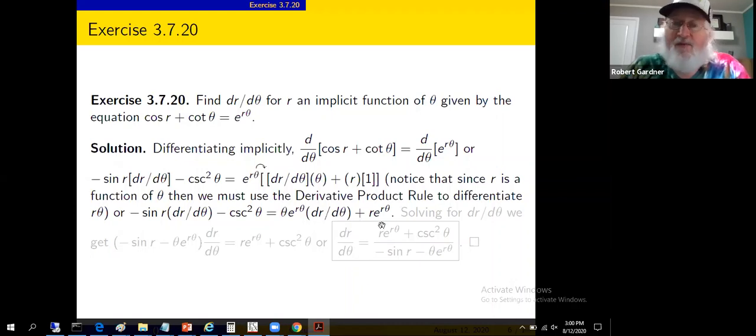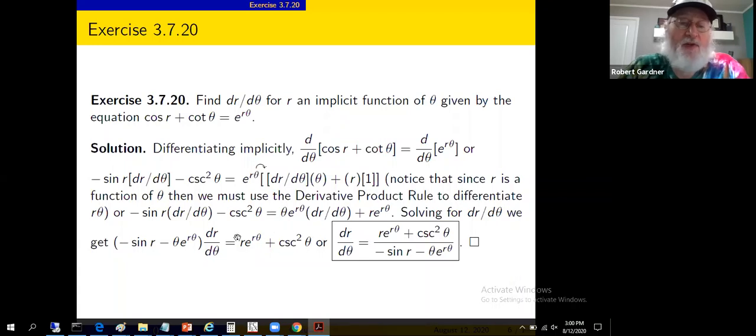Right. As before, let's get the dr d theta stuff on the left and the non-dr d theta stuff on the right. So we'll take this over to the other side of the equation. It'll go as a negative. We'll take this negative cosecant squared theta to the right-hand side. It'll come over as a positive cosecant squared. So on the left-hand side, we'll have a negative sine r dr d theta, negative theta e to the r theta dr d theta, also factored out, skipped a step of algebra. Now let's divide both sides by this coefficient to get dr d theta by itself as this quantity here.